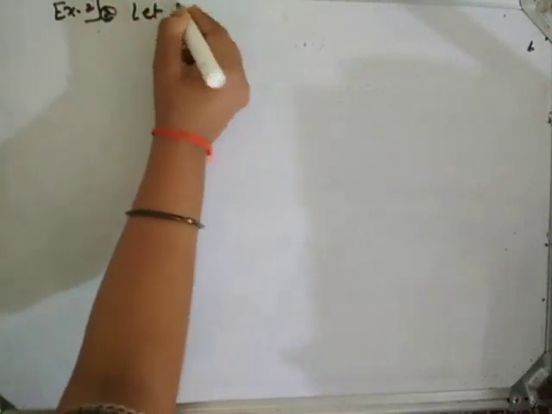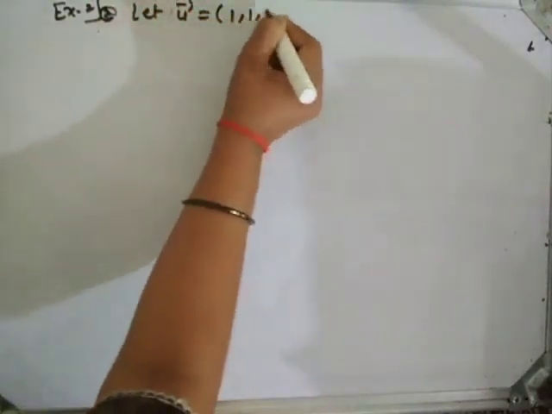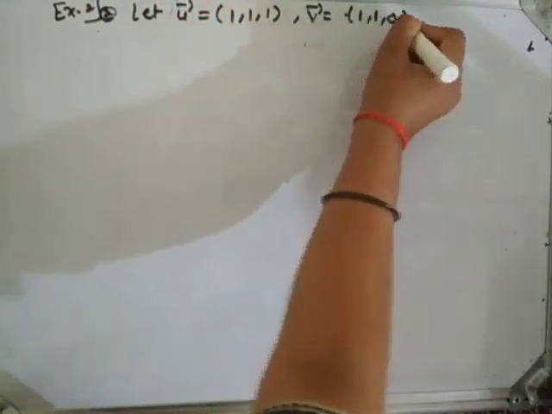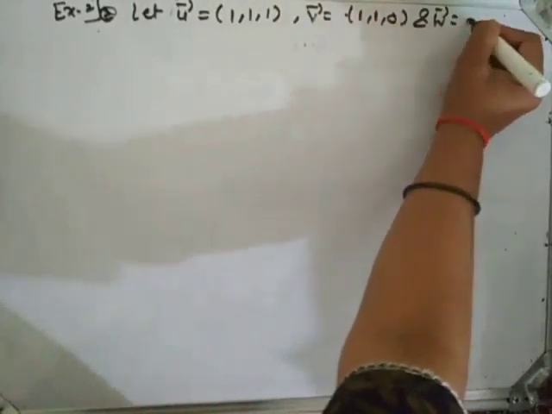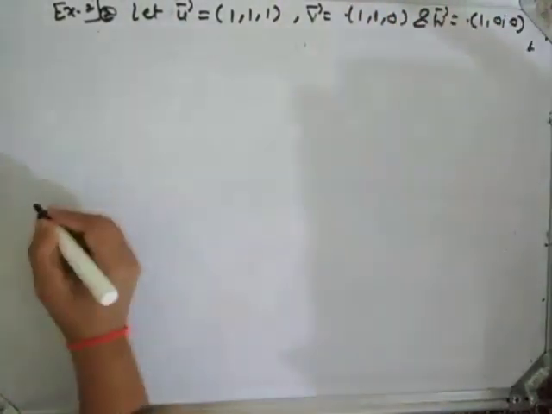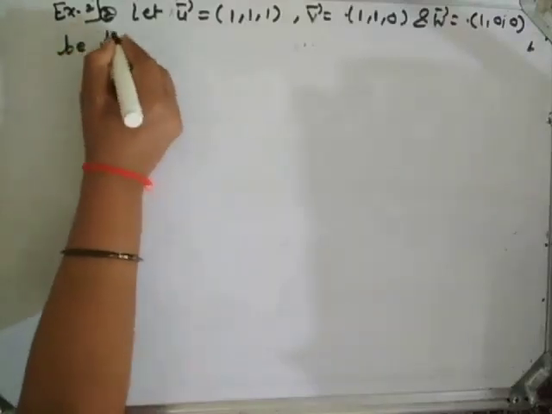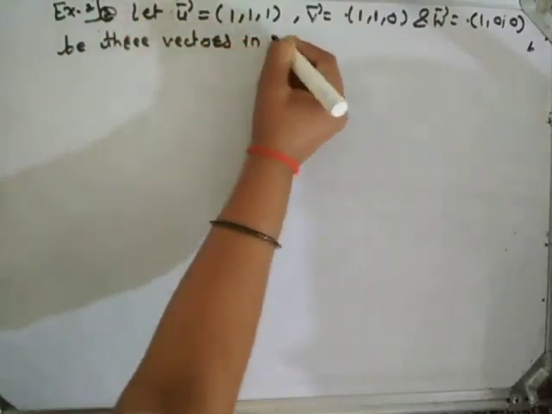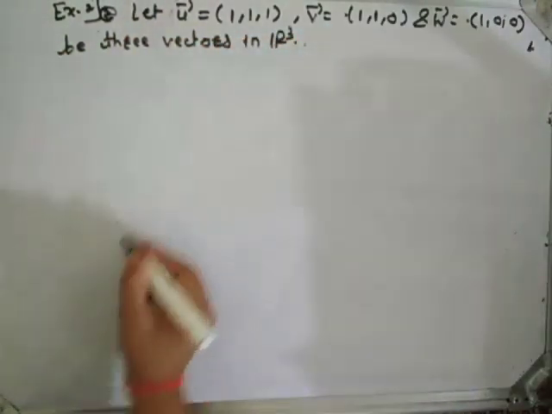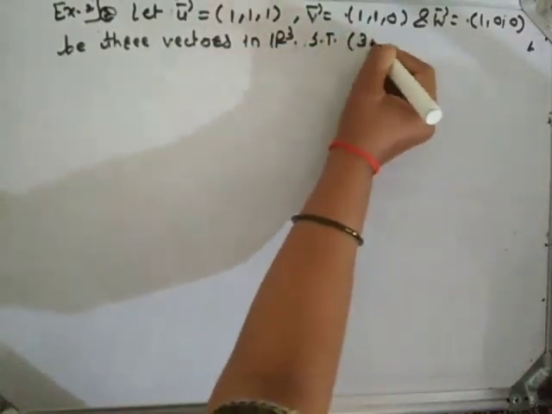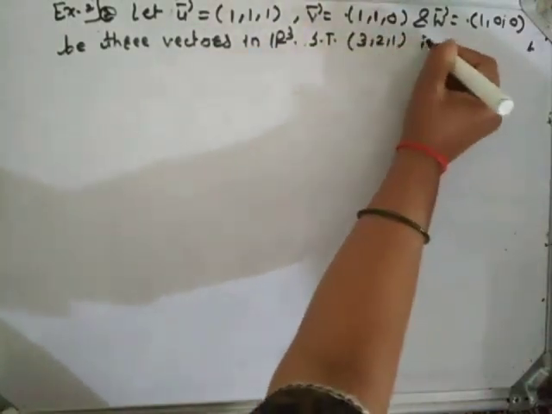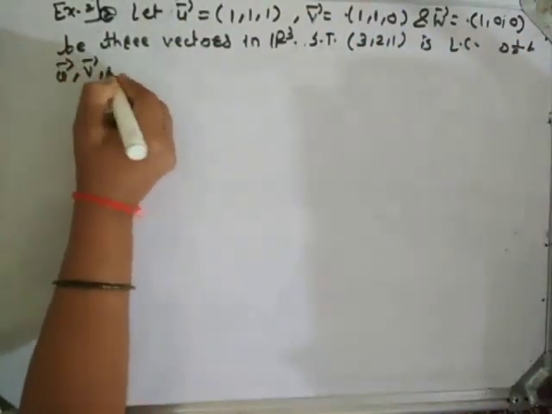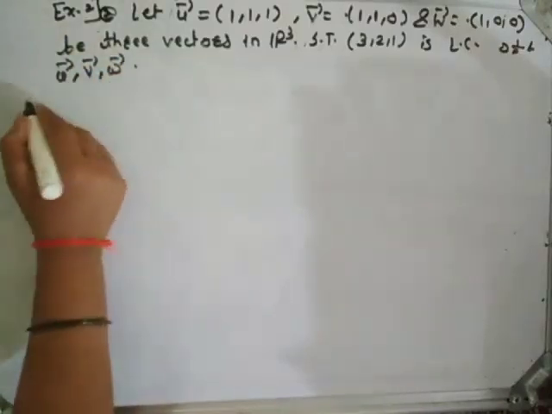Let u bar equal vector (1, 1, 1), v bar equal vector (1, 1, 0), and w bar equal vector (1, 0, 0). These are three vectors in R3. Show that the vector (3, 2, 1) is a linear combination of u bar, v bar, w bar.